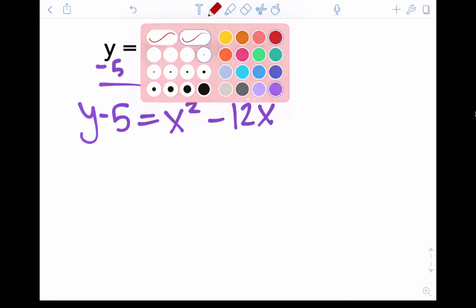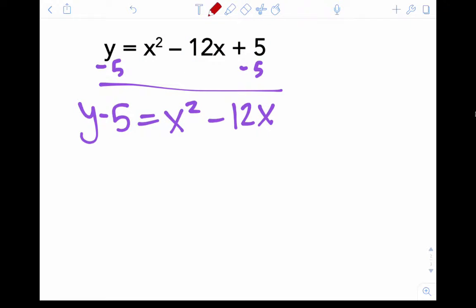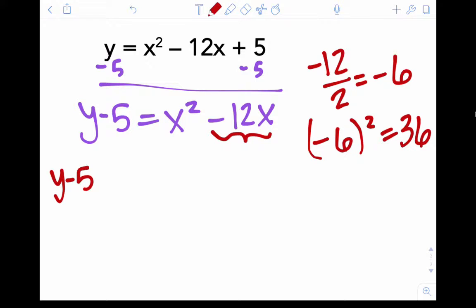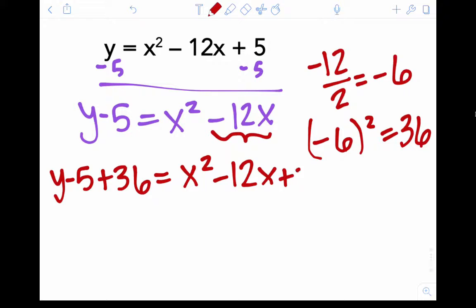My next step is to complete the square. So that means I need to take this value, that negative 12, divide it by 2, which is negative 6, and then I need to square that to figure out what that c value is. So I'm going to add 36 to both sides. I cannot forget to add it to both sides. So y minus 5 plus 36 equals x squared minus 12x plus 36.